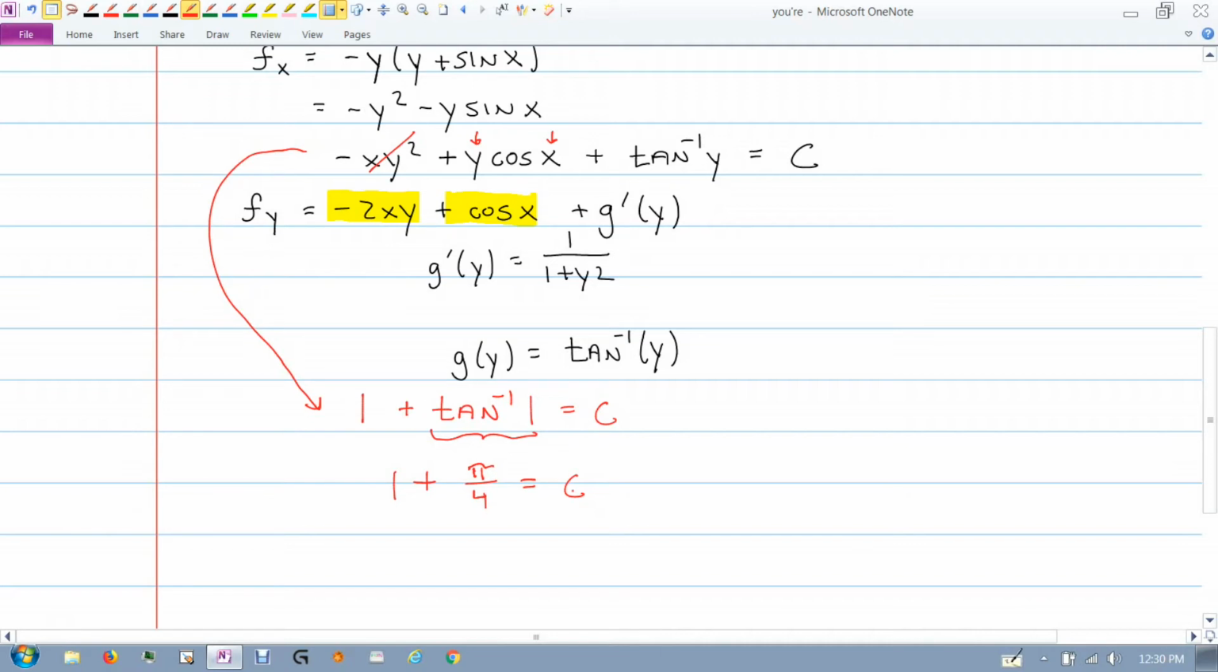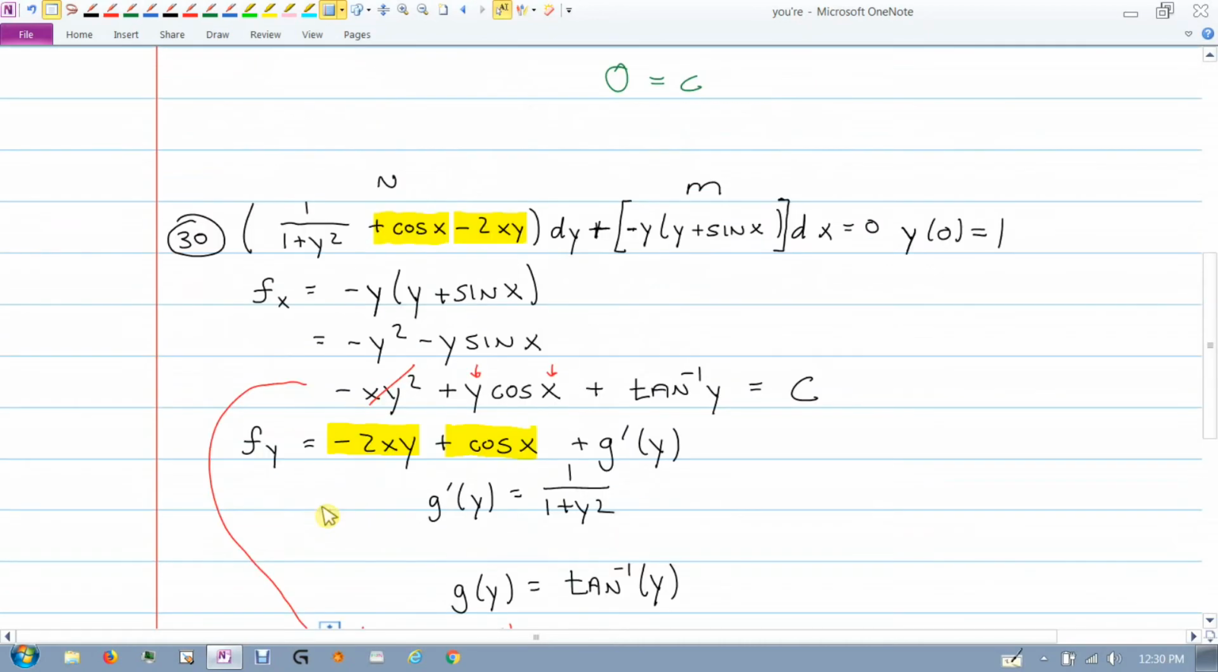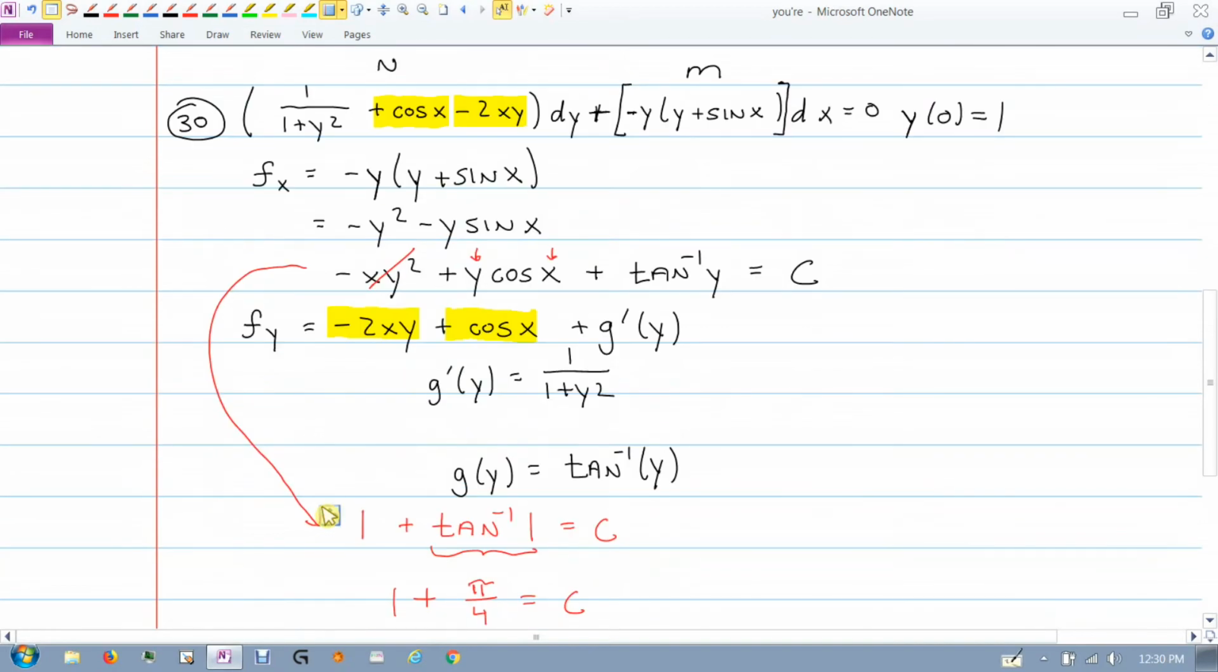All right. That works. Looking good, looking good. All right.